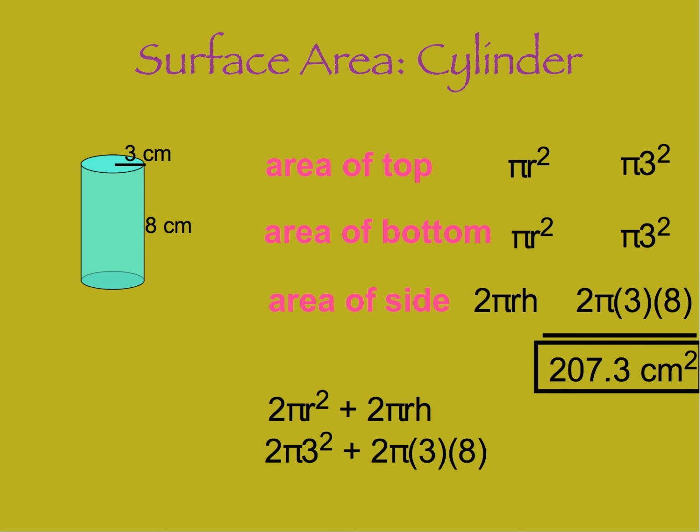Again, you would just plug in the numbers into the appropriate places. So instead of the radius, I plugged in 3. Same thing here. And instead of the height, I plugged in 8. And you get the same answer, 207 3/10 centimeters squared.